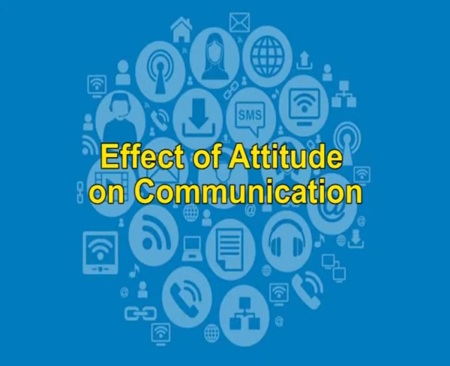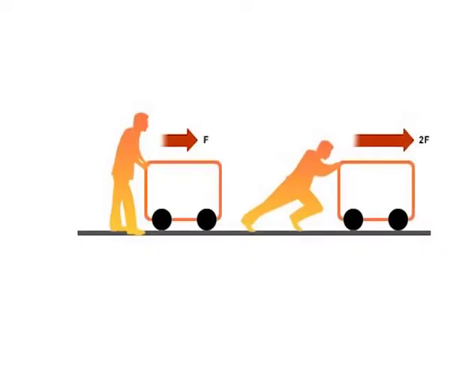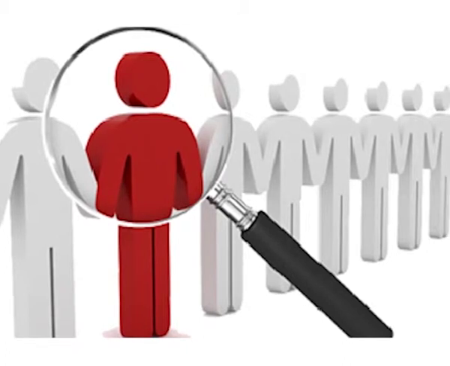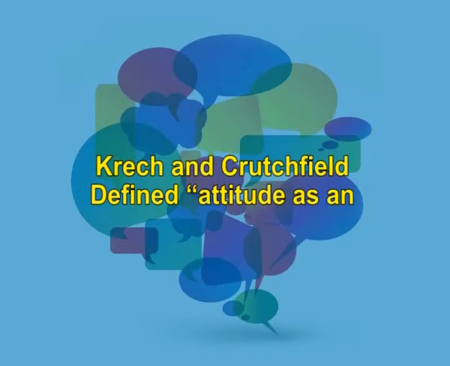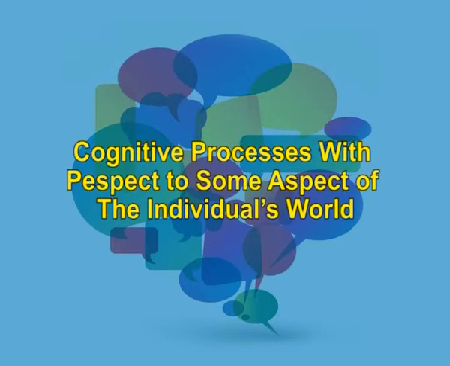Effect of attitude on communication. According to G.W. Allport, attitude is a mental and neural state of readiness organized through experience, exerting a directive or dynamic influence upon individuals' response to all objects and situations with which it is related. Krech and Crutchfield defined attitude as an enduring organization of motivational, emotional, perceptual and cognitive processes with respect to some aspect of the individual's world.